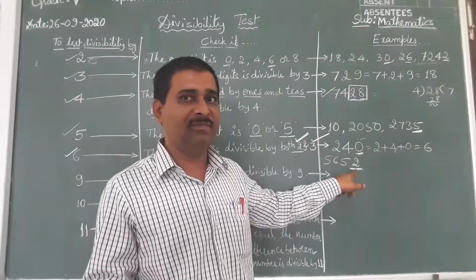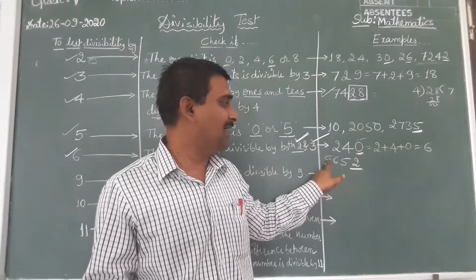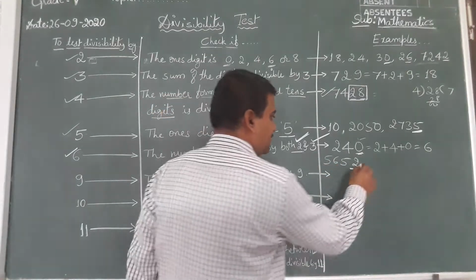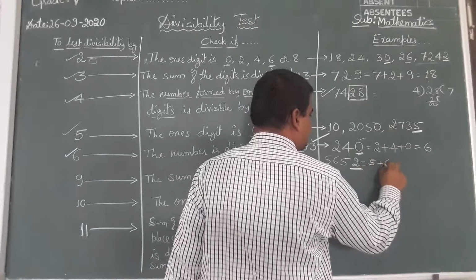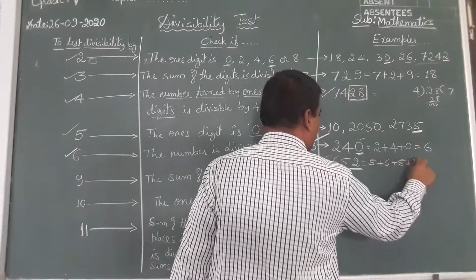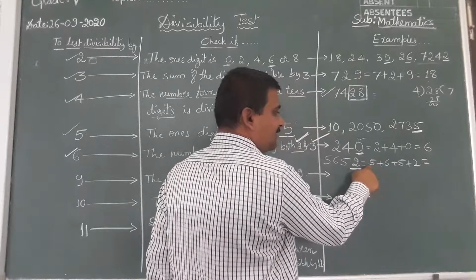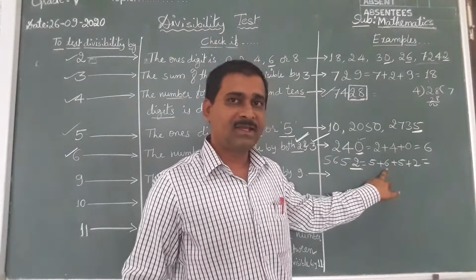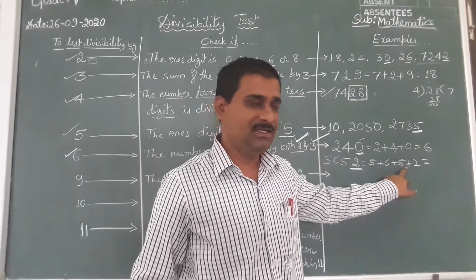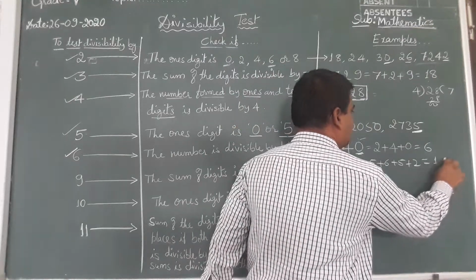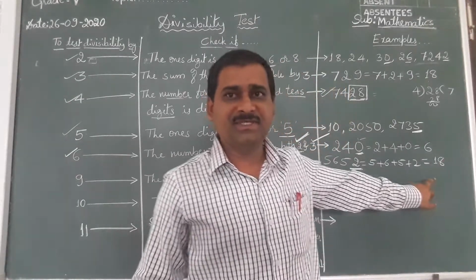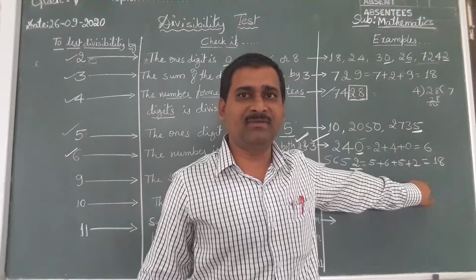To check a number divisible by 3, we should add the digits. So 5 plus 6 plus 5 plus 2. Add this. 5 plus 6 is 11. 11 plus 5 is 16. 16 plus 2 is 18. Children, 18 comes in 3's table, means 18 divided by 3.